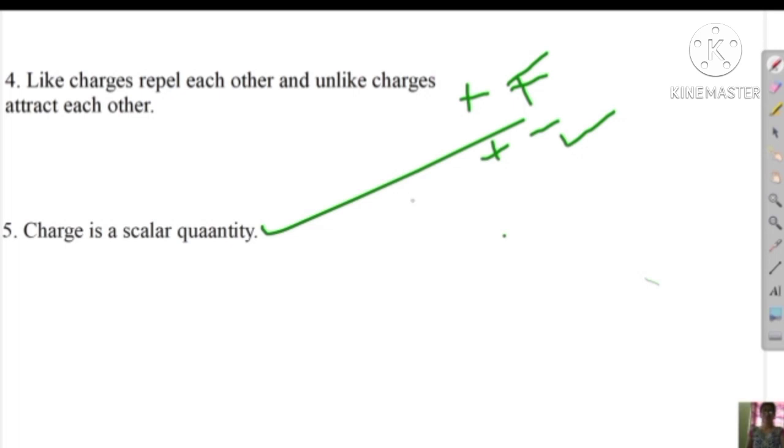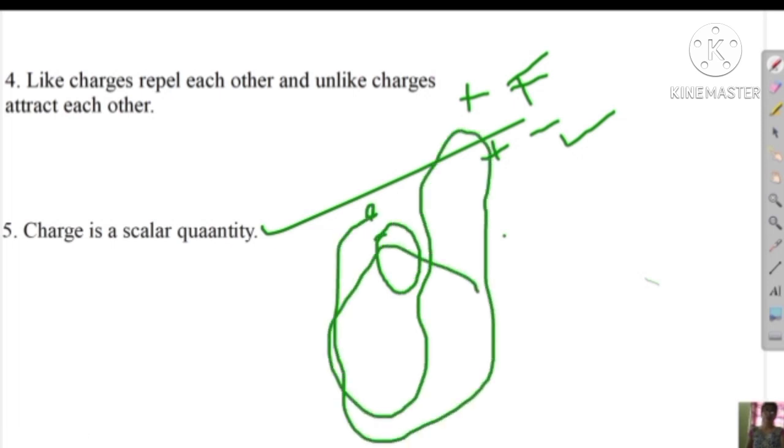Similarly, charge is a scalar quantity, as charge has only magnitude and no direction, as the electrons can move anywhere in a system. It has no particular direction, but it has a magnitude like 1 coulomb, 2 coulomb, or plus 1 coulomb, 2 coulomb. Such values make it a scalar quantity. Is it clear? So these are the properties of charges.